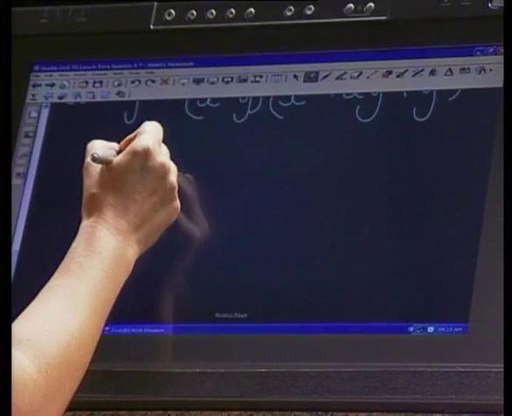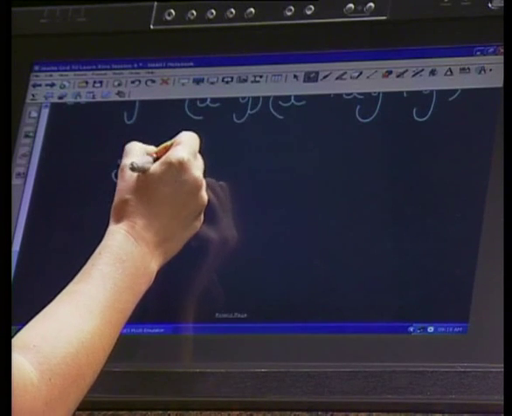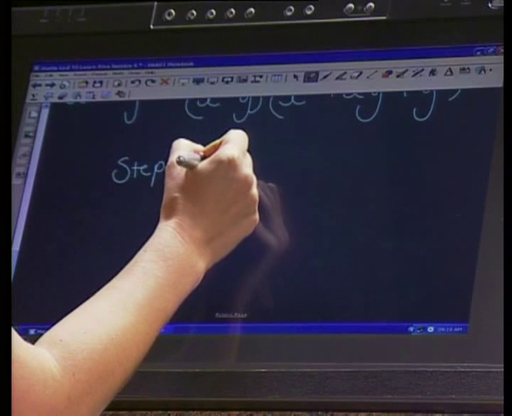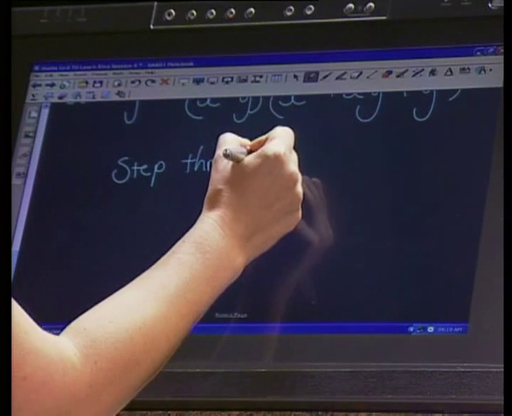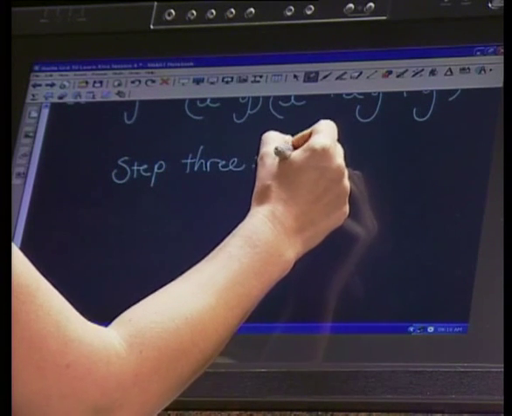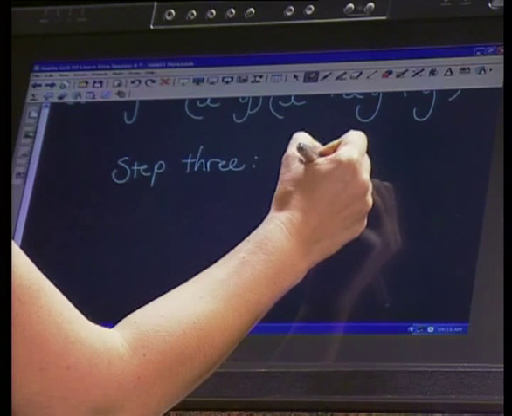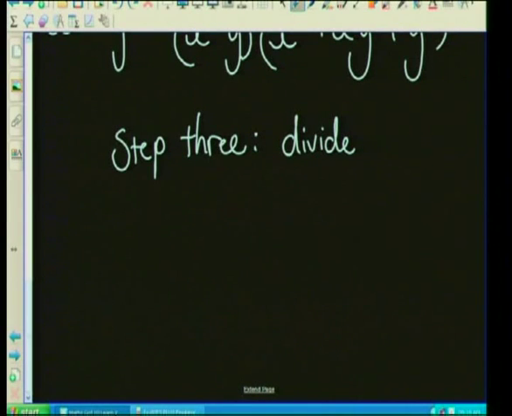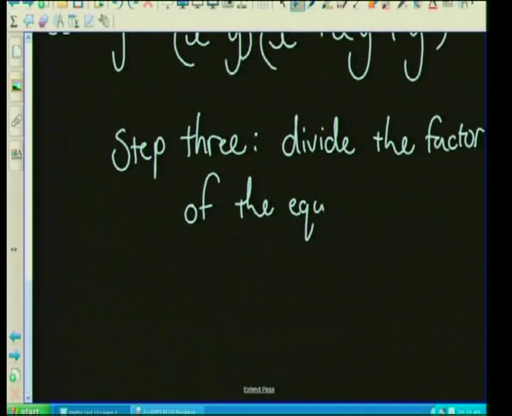Let's move on to step 3. Now step 3 is to divide the factors of the equation up and make each one equal to 0.